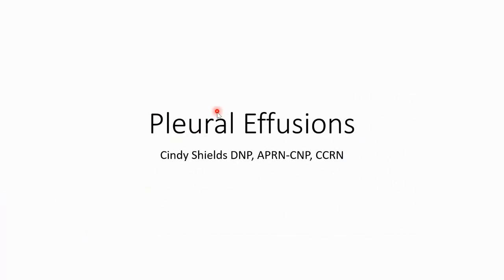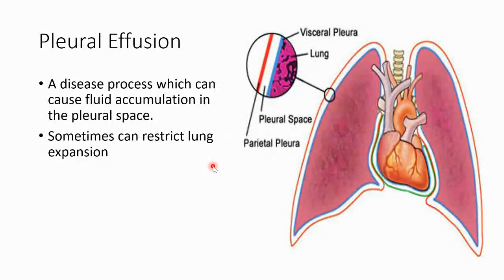And we talk about pleural effusions. Pleural is the space around the lung. Effusion is a collection of fluid. So this is a collection of fluid that surrounds the lung. So pleural effusion is a disease process which can cause fluid accumulation in the pleural space around the lung, sometimes can restrict the lung expansion.